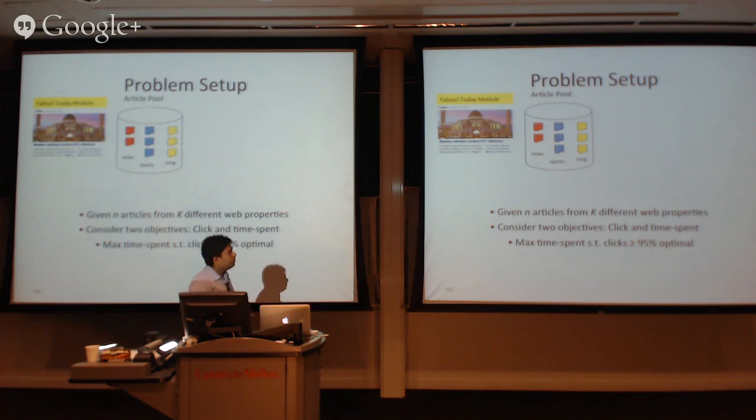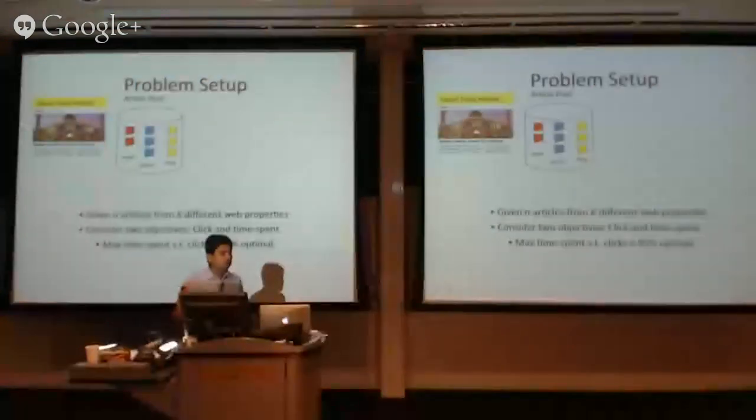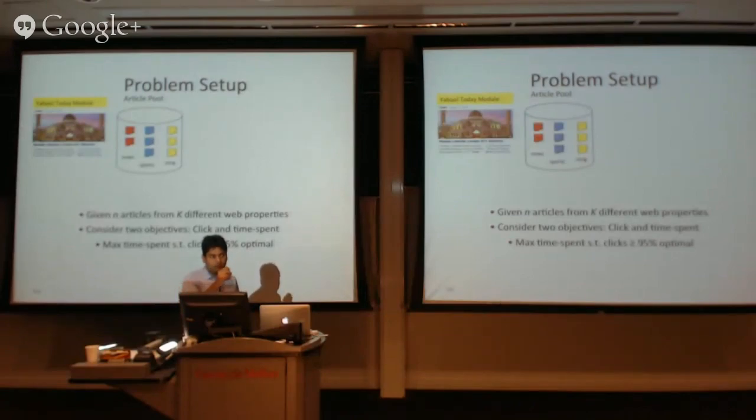Okay, so with that context, here is the problem setup. You have an article pool. You have k different web properties. So Yahoo Finance is a web property. Yahoo Sports is a web property. Yahoo Entertainment is a web property. Every link you see on the Yahoo front page takes you to one of these properties. So you have k web properties. And that's considered only two objectives: click rates and time spent.